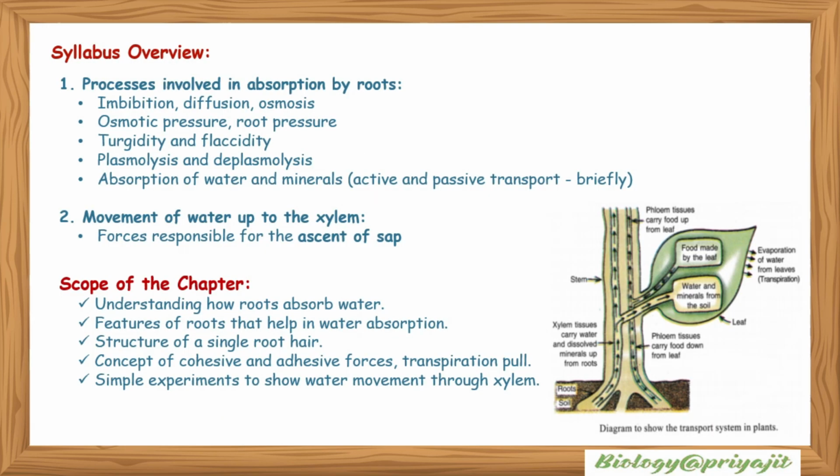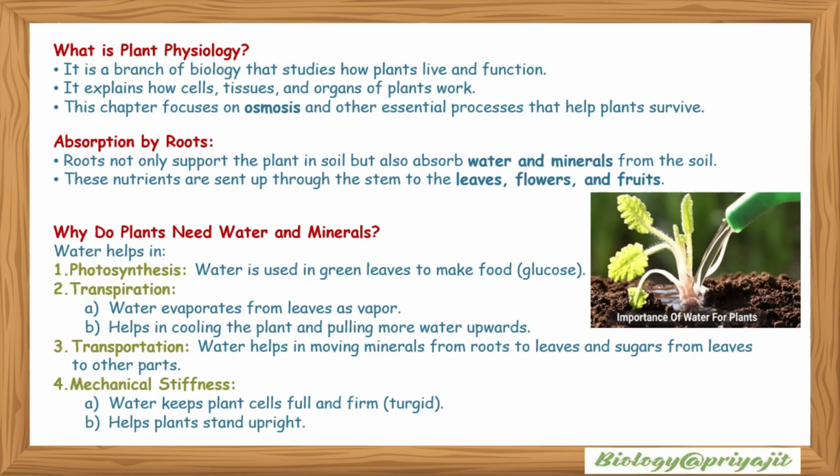This is a syllabus overview. The syllabus includes processes involved in absorption by roots and movement of water up to the xylem. Now we study what plant physiology is. It's a branch of biology that studies how plants live and function. It explains how cells, tissues and organs of plants work simultaneously. This chapter focuses on osmosis and other essential processes that help plants survive.